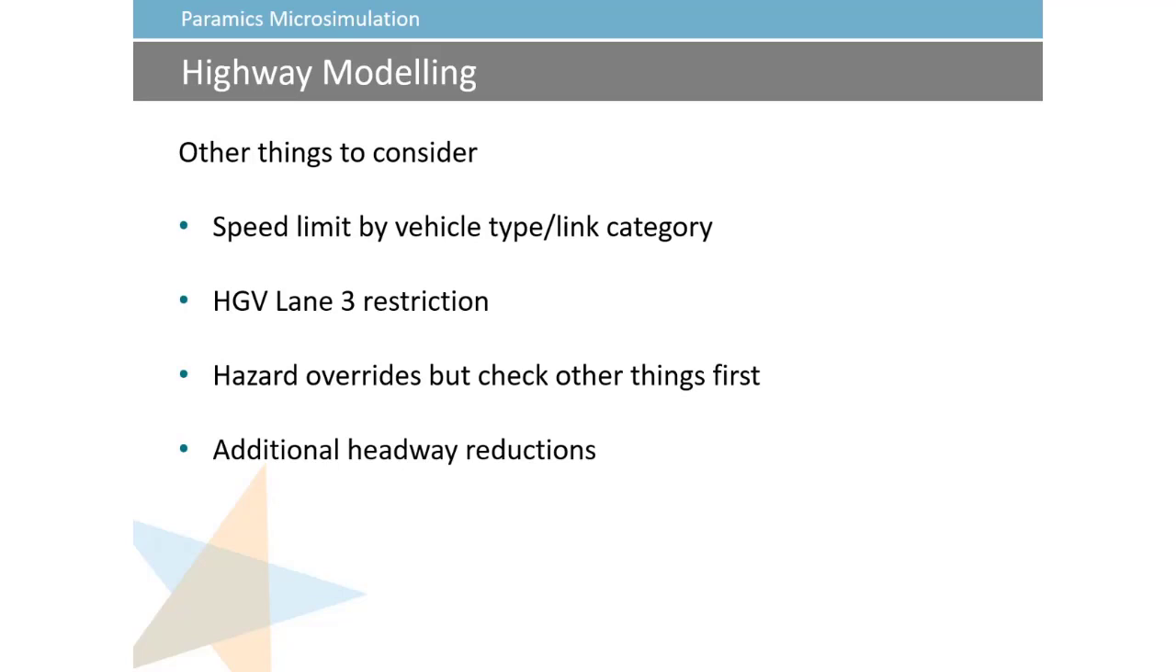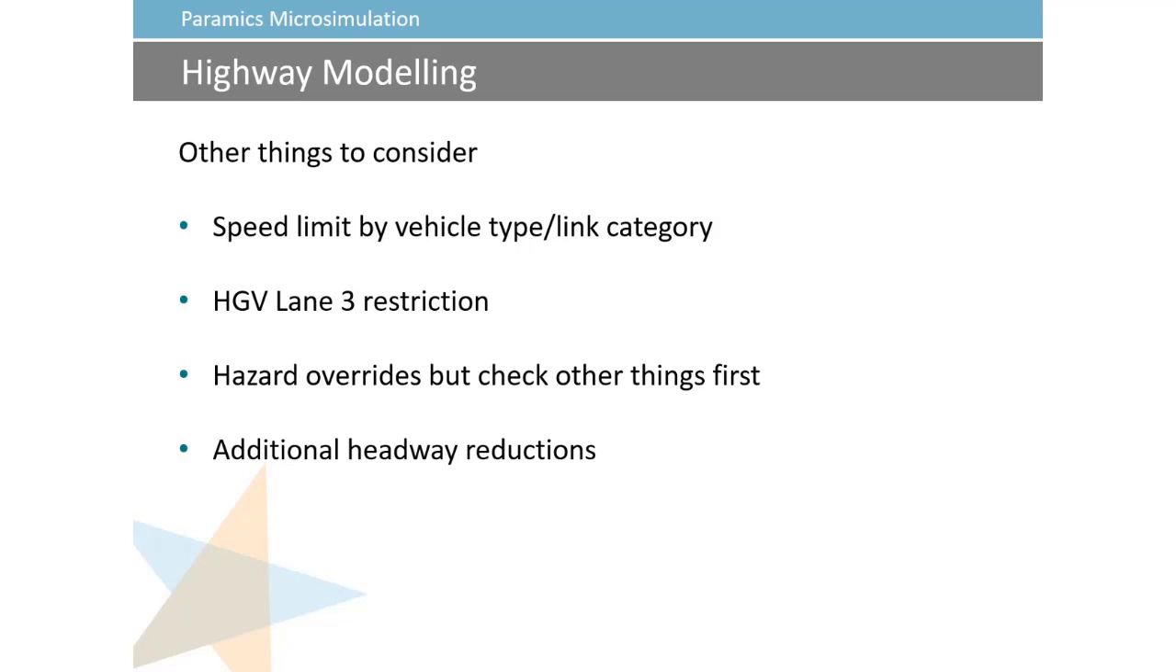And some other things to consider: you probably will want to put speed limits by vehicle type or by link category, so you can limit the HGVs to top speeds of say 60. You can do it either in the vehicle type settings or in the link category. You also can include lane restrictions, so you can set up a lane restriction which prevents heavy vehicles from using the outside lane. Quite often on 3-lane motorways, heavy vehicles don't use the third lane. So setting up an HGV restriction and applying it to the third lane can be very useful and give a more accurate representation.